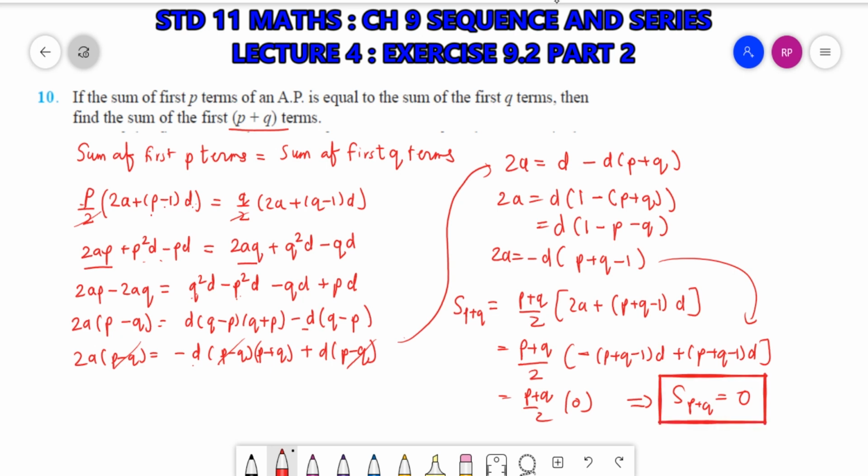Okay, this was about question number 10. So just note it down.